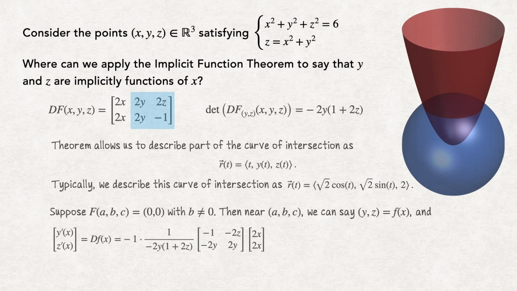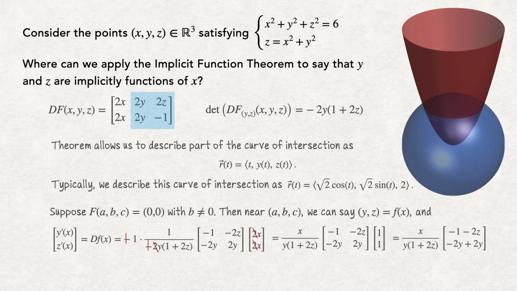Okay, let's do some algebra. I can cancel out two negatives. If I pull the 2 out of that 2x vector, it will also cancel with that 2 in the denominator, so that we can write this as x divided by y times 1 plus 2z times the 2 by 2 matrix, -1, -2z, -2y, 2y, times just the vector 1, 1. If you do that matrix product, this 2 by 2 matrix times this 2 by 1 vector, you will get a 2 by 1 vector whose entries are -1 minus 2z and -2y plus 2y. So we'll get some cancellation in that second entry. And in fact, after simplification, this whole expression becomes the 2 by 1 vector -x over y and 0.